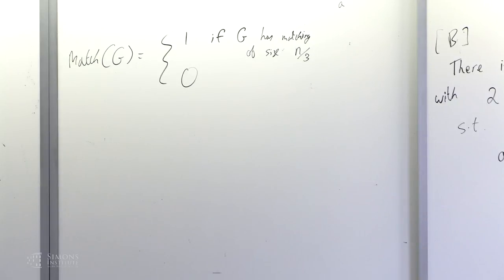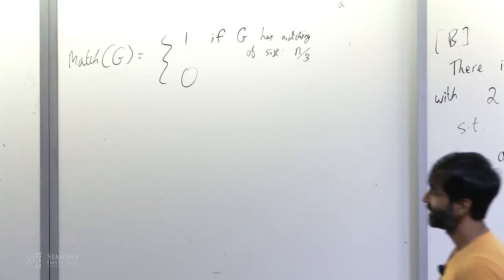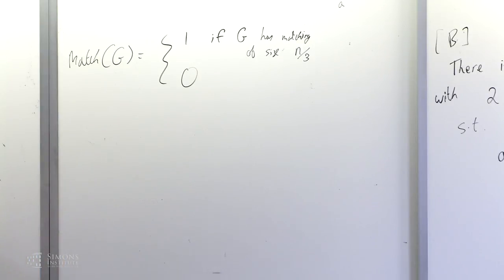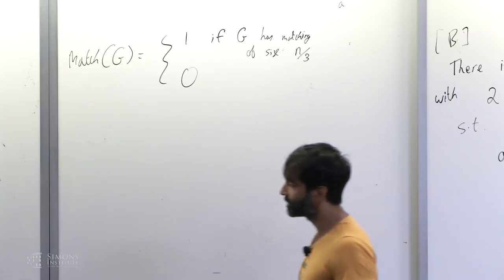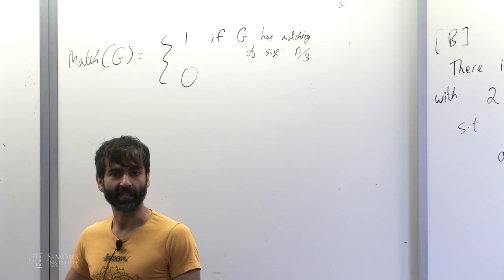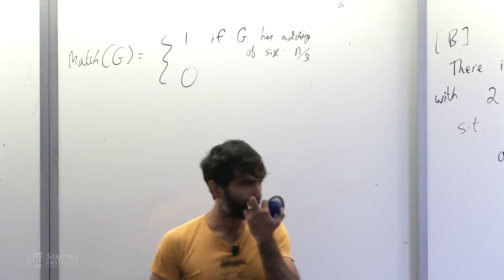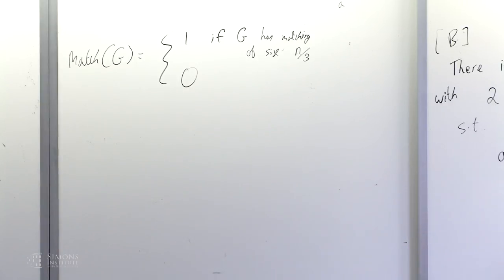Now, this is certainly a monotone function, meaning that as you add edges to a graph, once it contains a matching, it can only continue to contain the matching. So it can be computed by a monotone circuit of this type. And what we're going to prove is that any such circuit must have omega n depth. There's no shallow circuit that computes matching. Okay. Is the model clear and the problem?